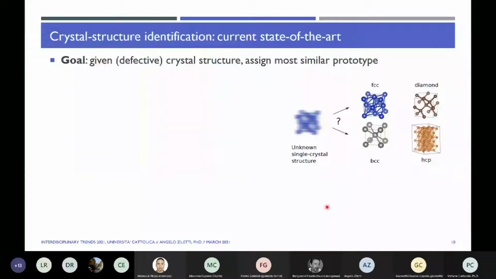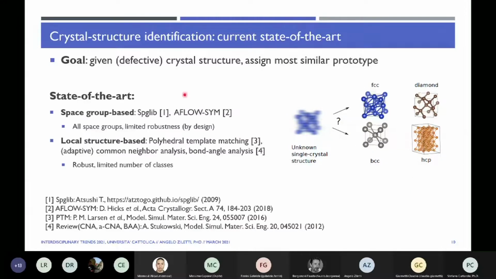So what do we want to do? The goal is, given a defective crystal structure, to assign the most similar prototype. Imagine the prototype can be FCC, diamond, BCC, HCP, but we'll do much more. We'll do 108 classes. And the state of the art out there can be divided into two groups.